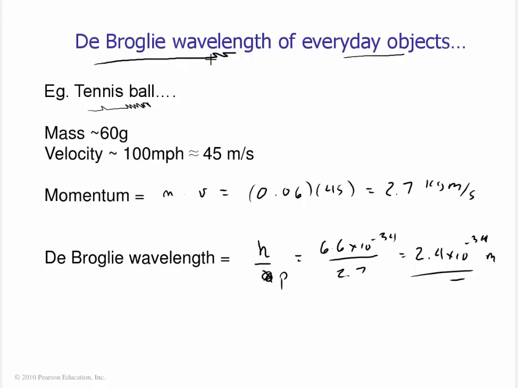And if we were to talk about objects like you and me and cars and dump trucks, we're not going to see the wave-like nature of them. The wavelength is just too darn small because the momentum is just too darn big. We're dividing by big numbers.